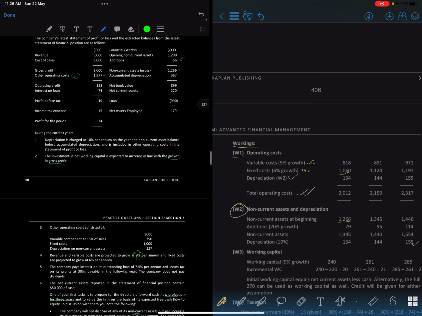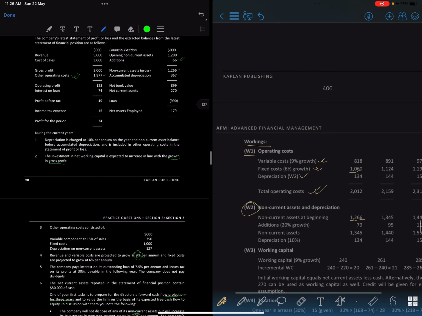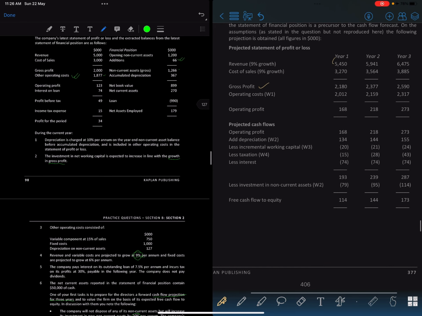With all of these, you get your depreciation, put that value in, and you get your total operating cost. Bring that value up to your operating costs, subtract it, and we get our operating profit.